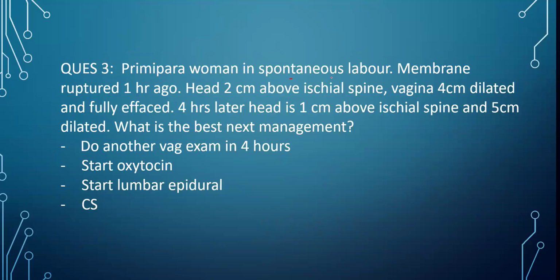A primigravida patient in spontaneous labor, membrane ruptured 1 hour ago, head 2 centimeters above the spine. That means station is -2, vagina 4 centimeters dilated and fully effaced. That means it is still not in active phase. 4 hours later, head is now 1 centimeter above the spine, which means station is now -1, and it's 5 centimeters dilated. What is the next best management? Do another vaginal exam in 4 hours, start oxytocin, start lumbar epidural, or go for CS.